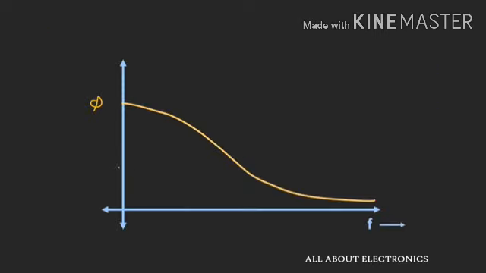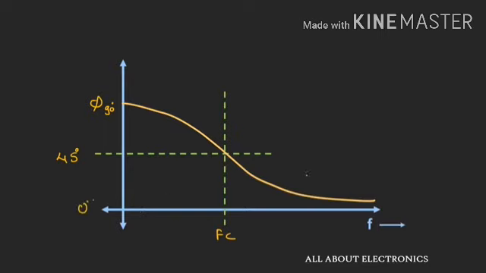Now if you see the phase versus frequency curve for the high pass filter, it will look like this. At 0 frequency, the phase of the output signal will be 90 degrees. That means the output signal will lead the input by 90 degrees. And at cutoff frequency, the phase of the output signal will be 45 degrees. That means the output will lead the input by 45 degrees. As we move towards the higher frequencies, the output signal phase will be approximately equal to the input signal phase, and at infinity, the phase of the output signal will be 0.